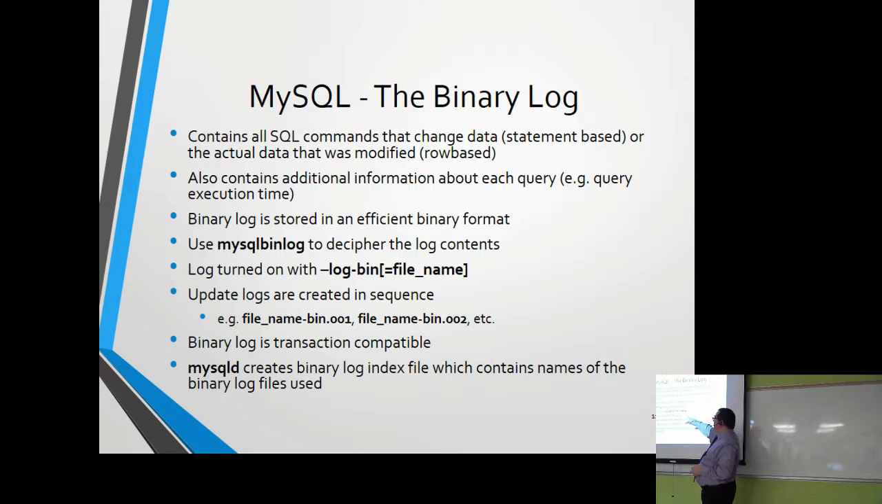You turn it on with an extra flag. That's supposed to be a double dash. As you can see, it's just the font doesn't display it well. And it's log-bin equals file name. And then what it'll do is it'll create files that are sequential: file name dash bin 001, 002. So that way it'll just keep building it ad infinitum. The binary log supports transactions, which I'm covering later.